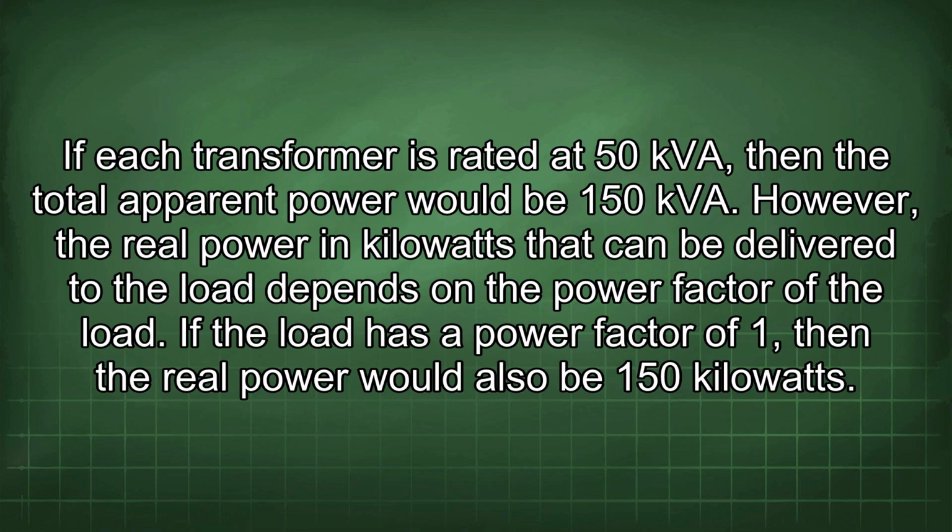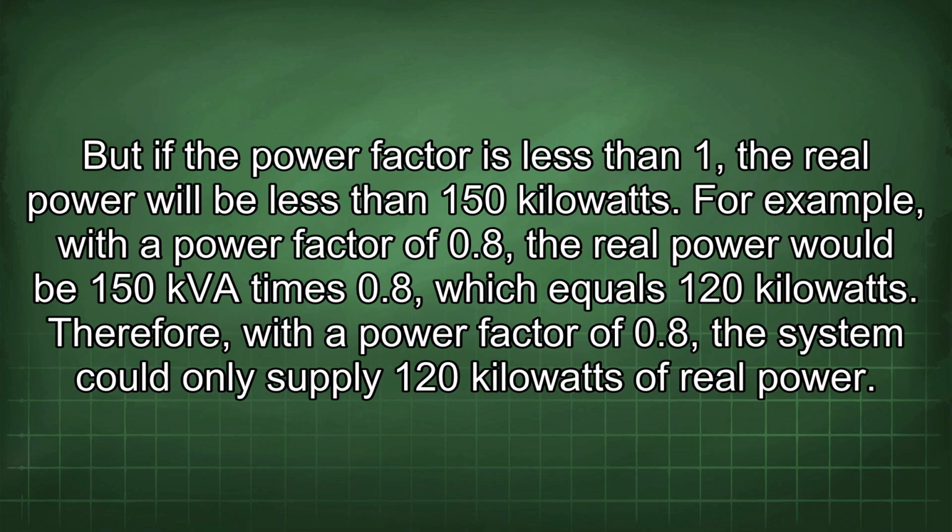However, the real power in kilowatts that can be delivered to the load depends on the power factor of the load. If the load has a power factor of 1, then the real power would also be 150 kilowatts. But if the power factor is less than 1, the real power will be less than 150 kilowatts. For example, with a power factor of 0.8, the real power would be 150 kVA times 0.8, which equals 120 kilowatts. Therefore, with a power factor of 0.8, the system could only supply 120 kilowatts of real power.